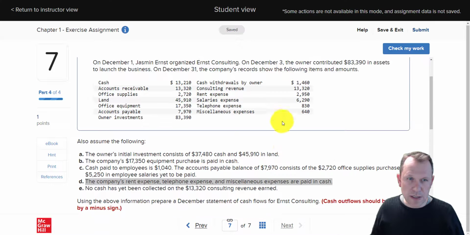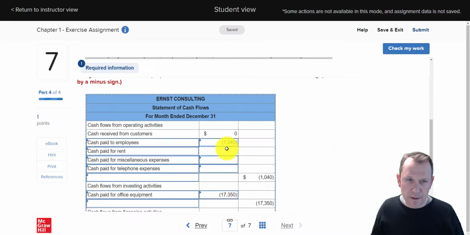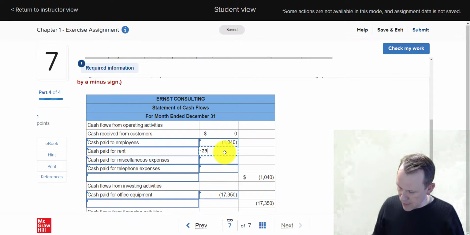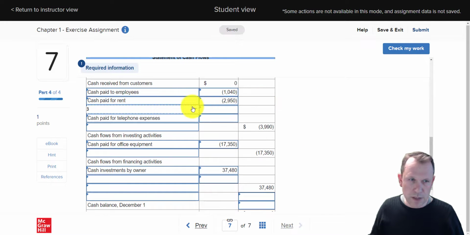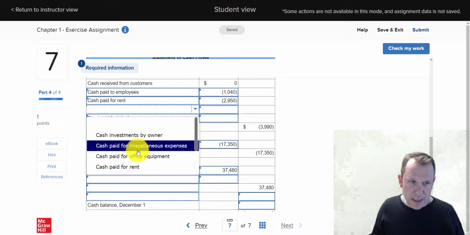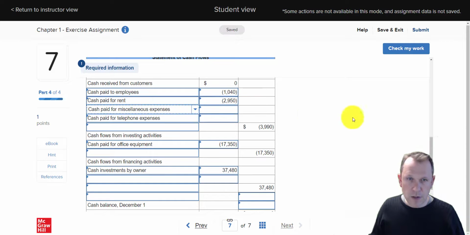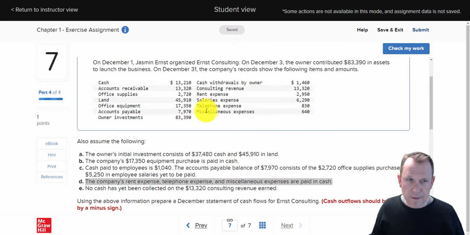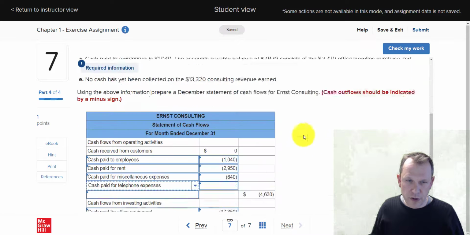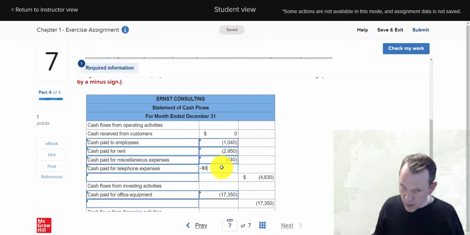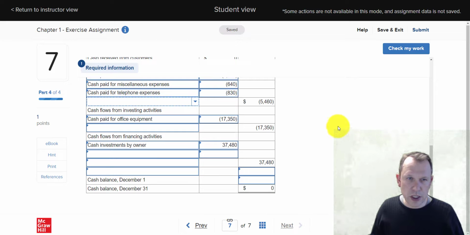So let's look at this. So rent expense is $2,950. Again, negative, right? Oops, what was this other one that I just erased? That's miscellaneous, right? There we go. So our miscellaneous expense was $640. And our telephone was $830. There we go. So that looks good.